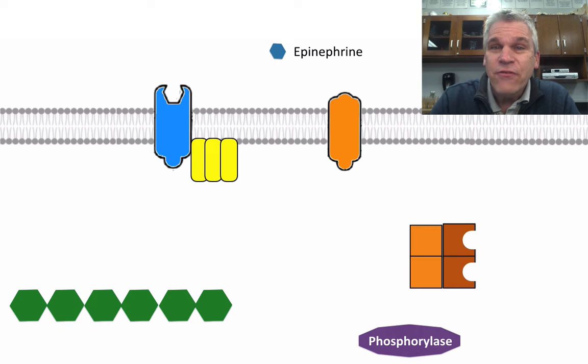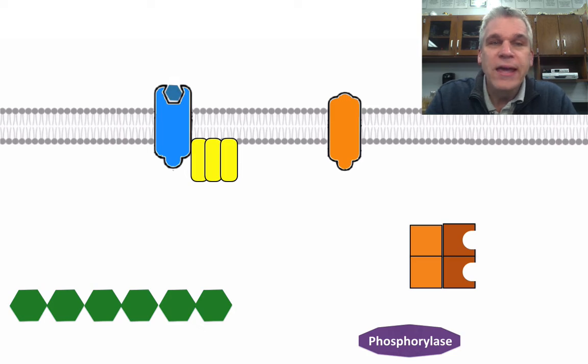Now, epinephrine itself, though, doesn't actually get inside of the cell. What epinephrine will do is attach to a receptor. So the epinephrine is the ligand, and it attaches to a receptor, which causes a conformational change in a protein. This is what's called a G protein.